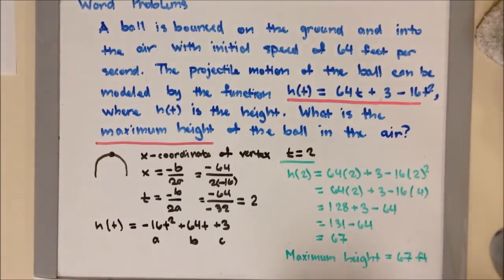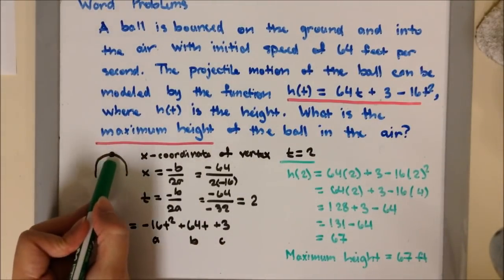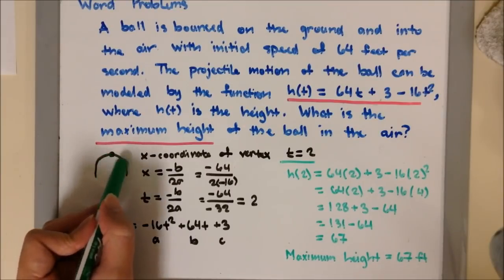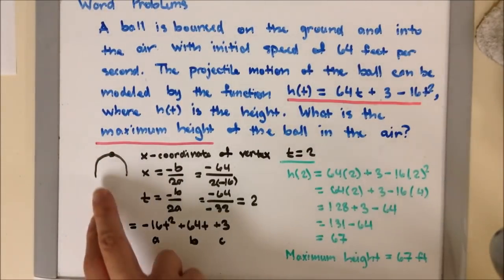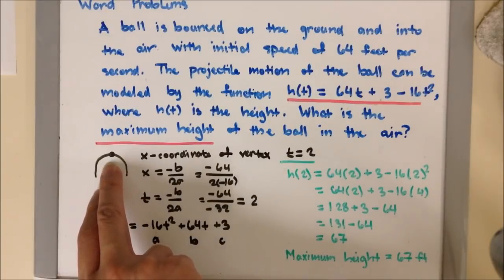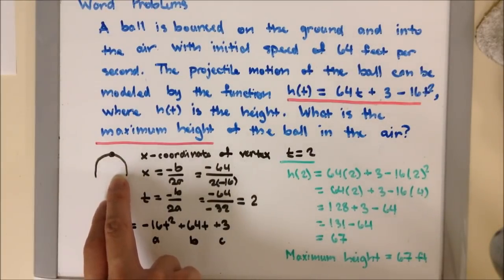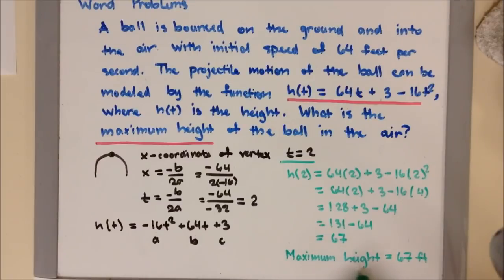So that's the maximum height that the ball bounced up to before coming back to the ground. Maximum height, again, is at the top of the parabola. That's where it will reach its maximum height and then start coming down. So my answer is maximum height 67 feet.